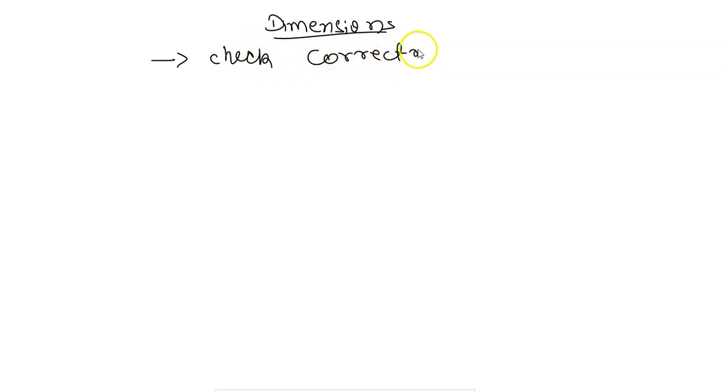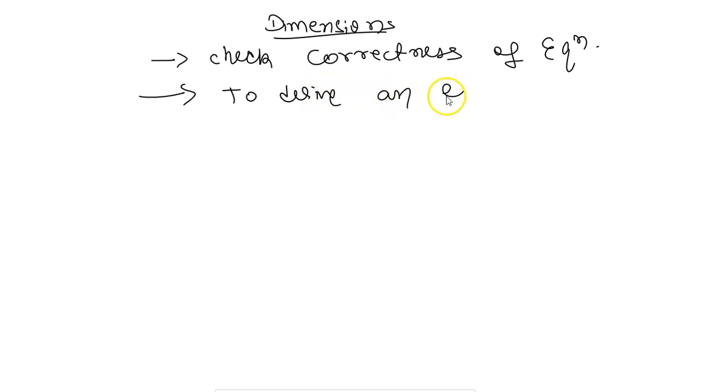Okay, so in the last class we talked about the application of dimensions. What were the main applications of using dimensions? One, we can check the correctness of an equation. The other was to derive an equation.